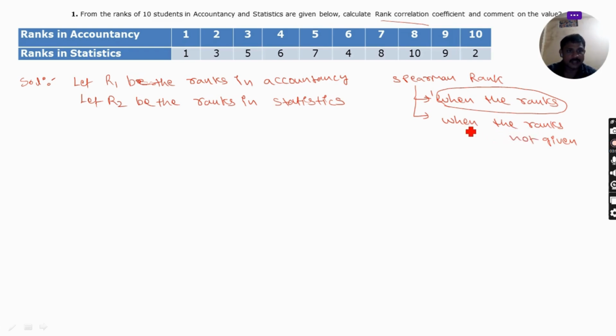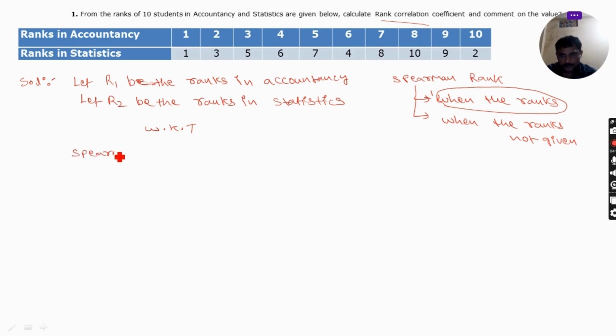Okay, I'm separating when the ranks are given from when the ranks are not given. So in this video we are focusing only on when the ranks are given. After this, first and foremost, we identified the problem. After that we have tried the problem.